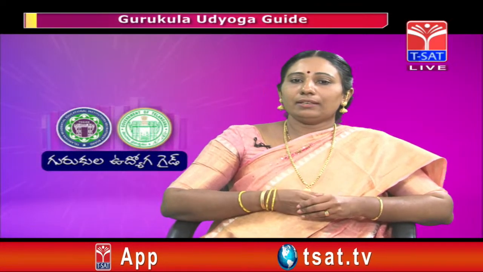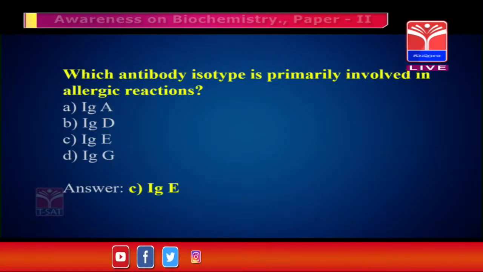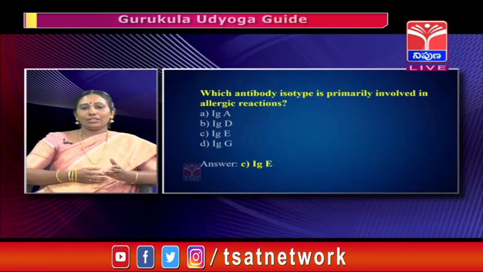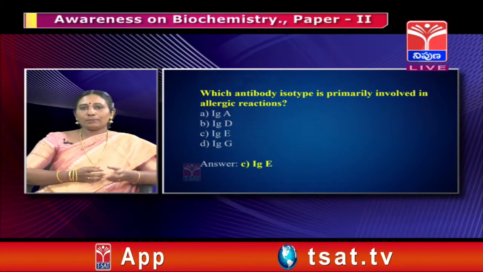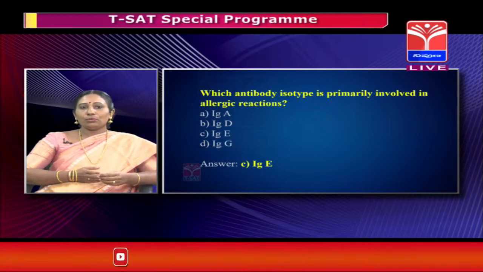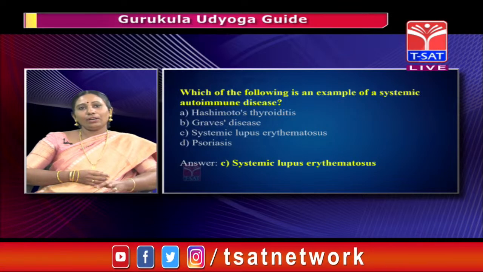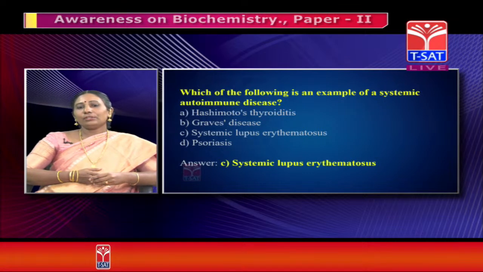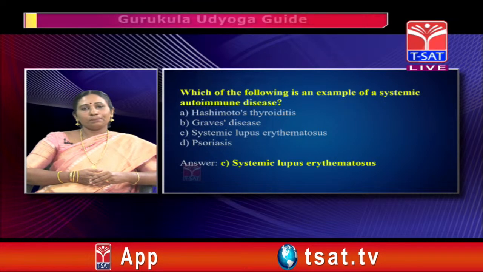Now, if you see here: which antibody isotype is primarily involved in allergic reactions? The options given are IgA, IgD, IgE and IgG. These are the types of immunoglobulins. So, when you understand the types of immunoglobulins, their structure, their functions and their applications, you can easily know that IgE is raised in the body fluids for allergic reactions. Coming to the next question, which of the following is an example of a systemic autoimmune disease?